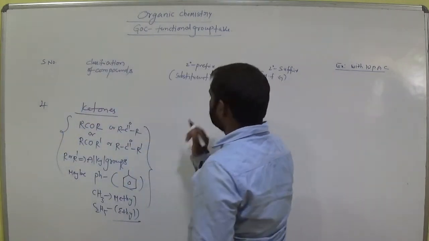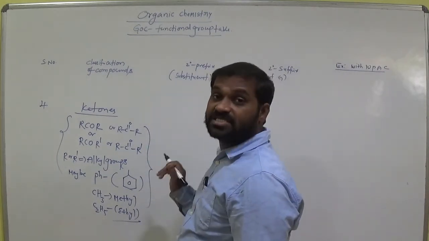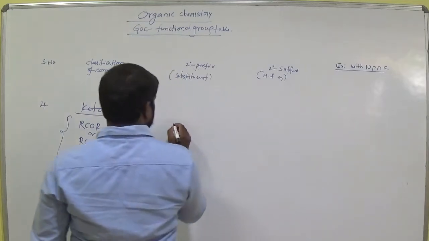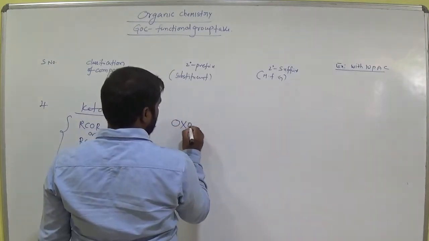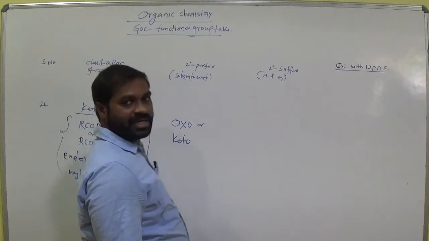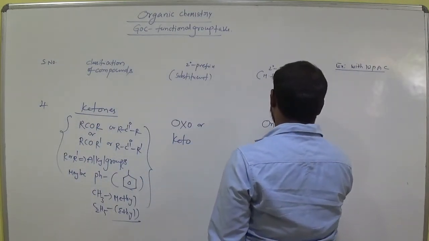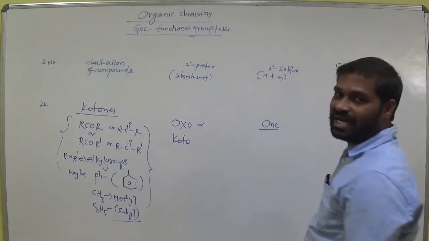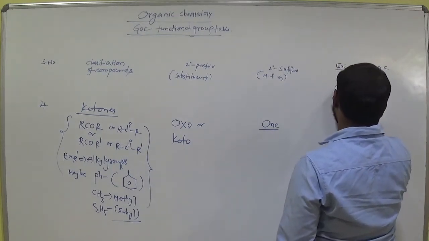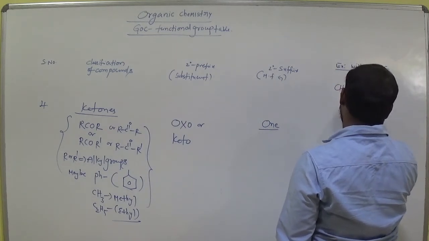Ketones, when they are a substituent as a secondary functional group and not the main functional group, we call oxo or keto. Clear? As the main functional group, we call it ketone. Let's see the example regarding this: CH3COCH3. How can we write this?